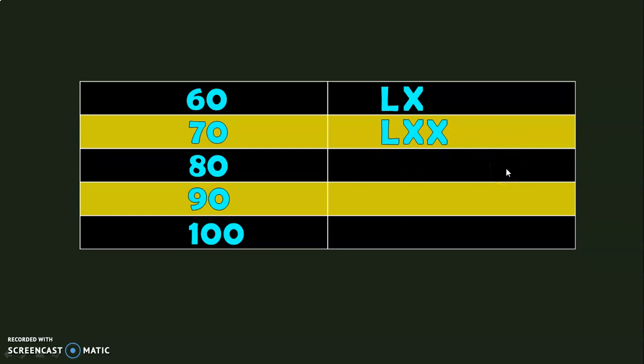For 80 it will be 50 plus 10 plus 10 plus 10. So LXXX represents 80. For 90 it will be 100 minus 10. So 90 is XC and 100 is C. Once you know this, building the remaining numbers from 60 to 100 is going to be easy. Let us do that in the form of an activity.